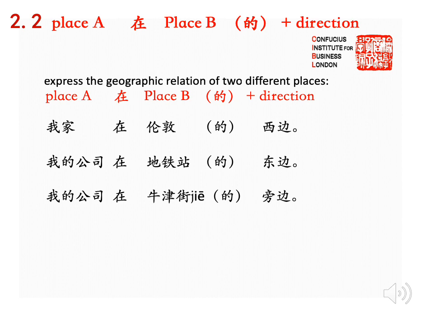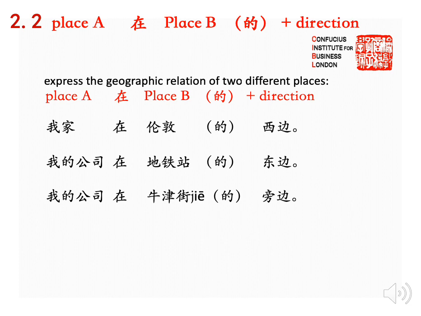我们还可以 add direction word in the end of the structure to express the geographic relation of two different places. For example, 我家在伦敦的西边 It can mean my home is in the west of London, and also it may show my home is outside London, but to the west of London. So it depends on the real context.